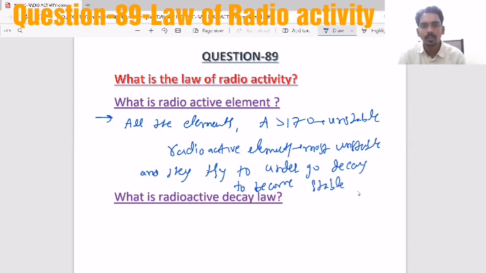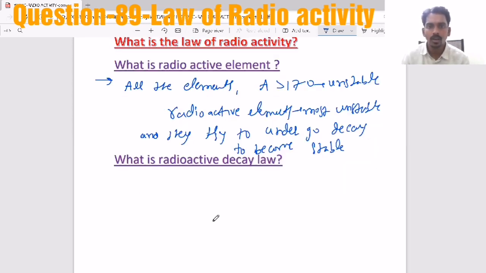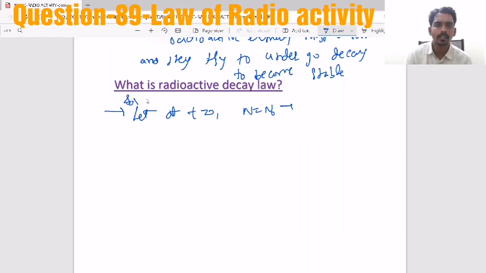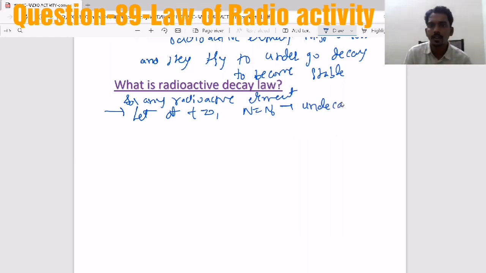Those elements we call radioactive elements, and that process we call radioactive decay, and there is a law for the radioactive decay. So what is the law? See here, let at t equal to 0, the number of atoms be n naught. For any radioactive element, let's take n naught number of atoms initially. All are undecayed.